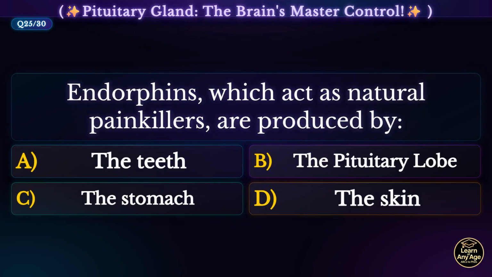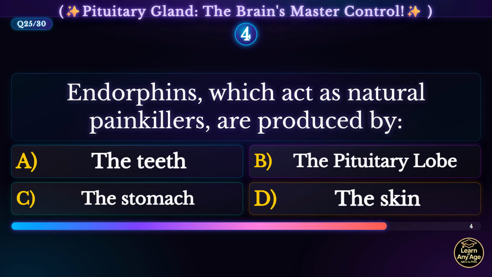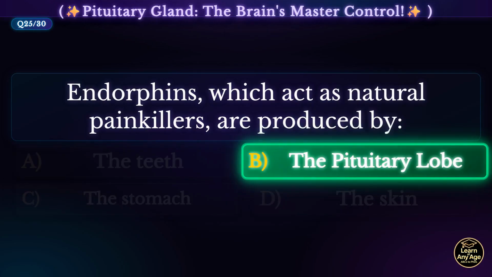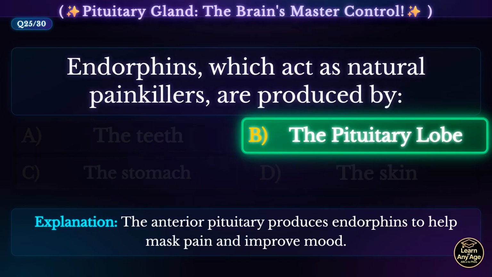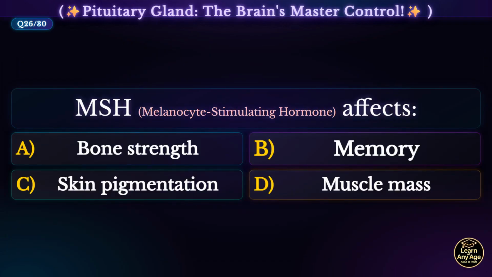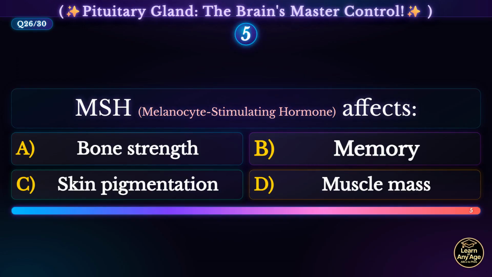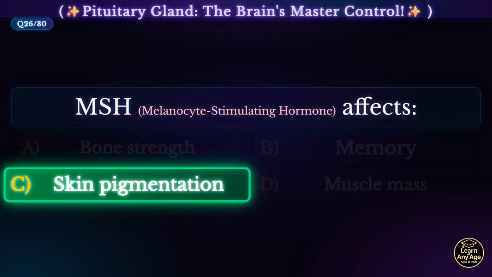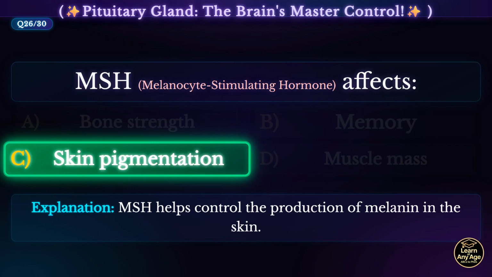Endorphins, which act as natural painkillers, are produced by the pituitary lobe. The anterior pituitary produces endorphins to help mask pain and improve mood. MSH, melanocyte-stimulating hormone, affects skin pigmentation. MSH helps control the production of melanin in the skin.